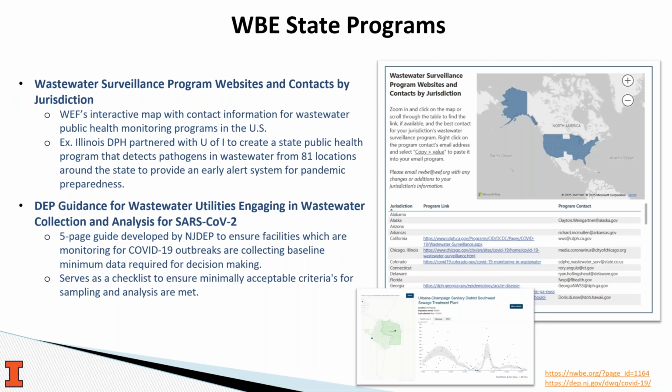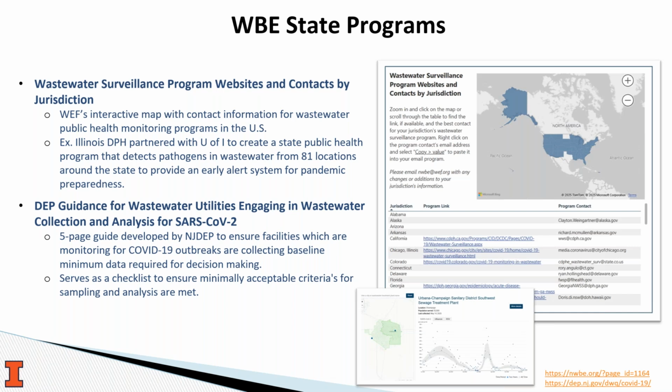Now, if you're curious what kind of wastewater surveillance programs are already existing in your state, WEF has an interactive map called Wastewater Surveillance Program Websites and Contacts by Jurisdiction map or webpage, which can be used to search for in-state or nearby wastewater surveillance programs, as well as the contact information for each program.